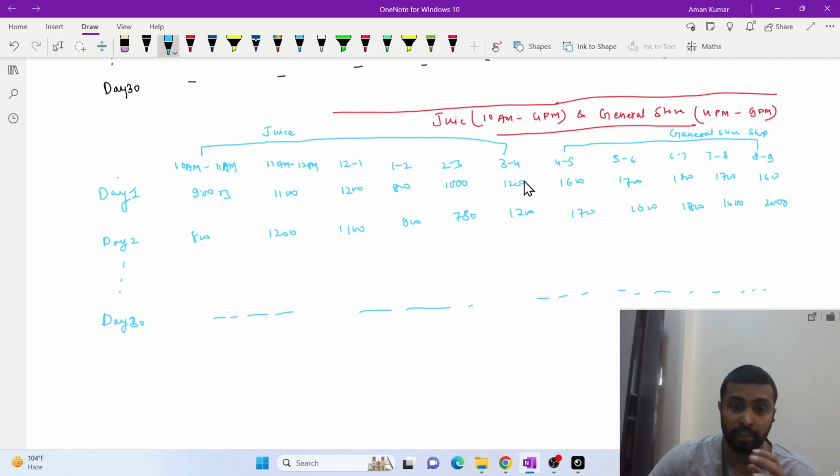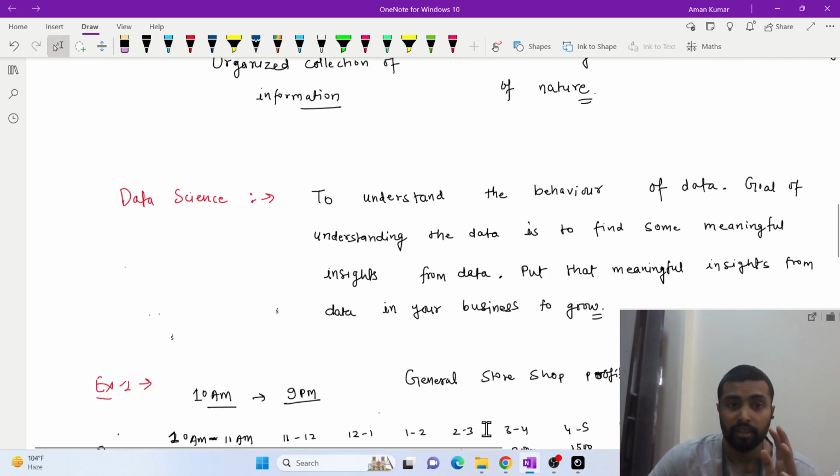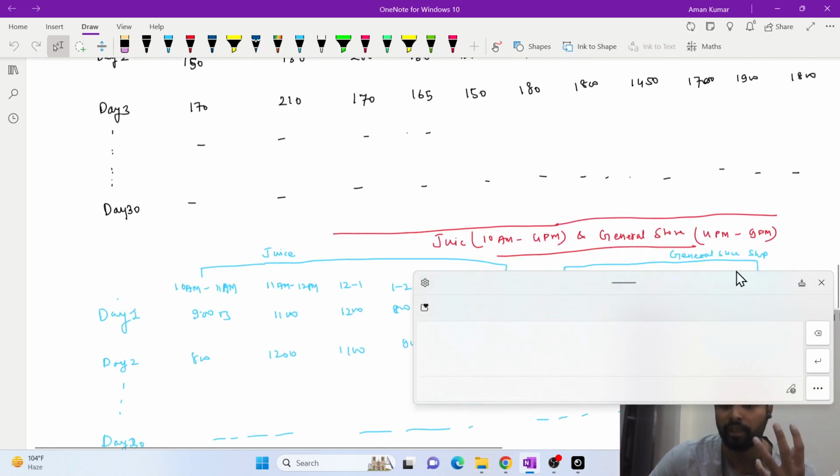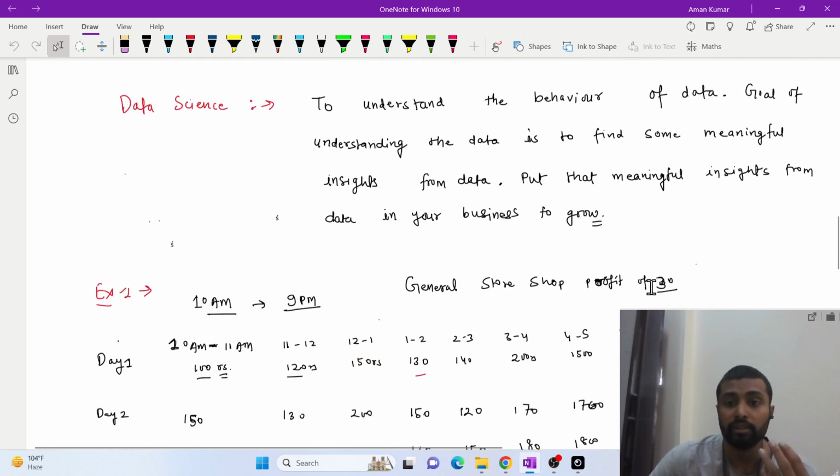Now let's go back to the data science meaning, because we started with this definition, and we were sticking with this definition: what is meaningful information, and what is the meaning of business growth. I hope you will be able to correlate this definition with this example. So let's again talk about the data science definition. The data science definition is to understand the behavior of data. So behavior of data means what?